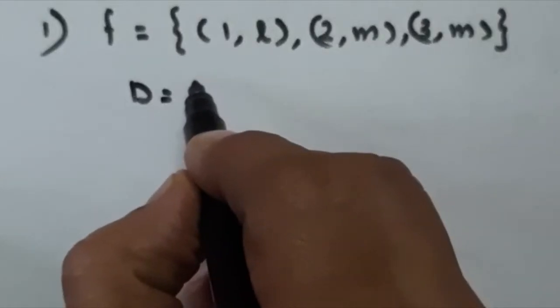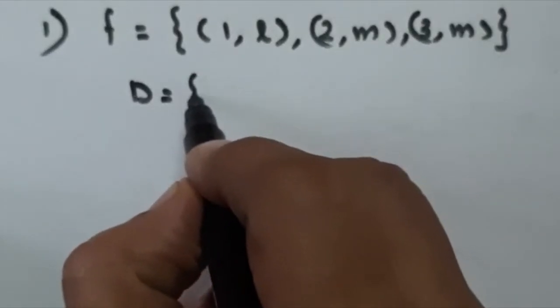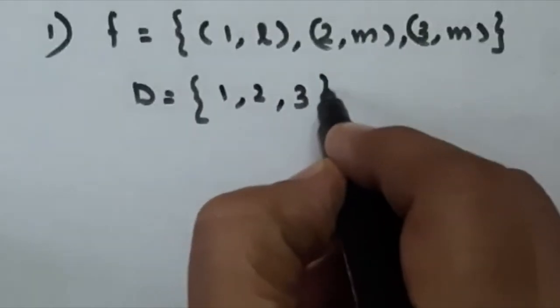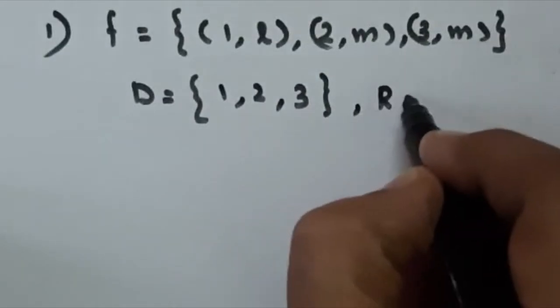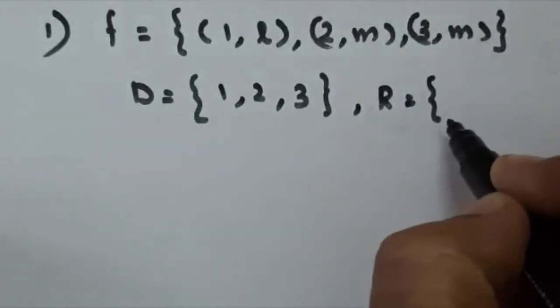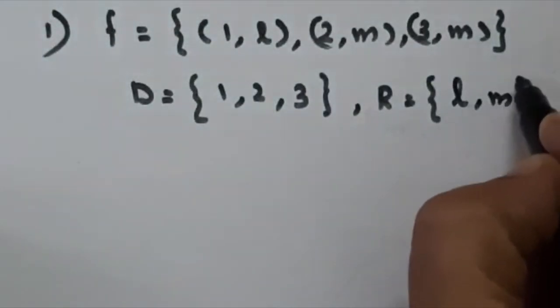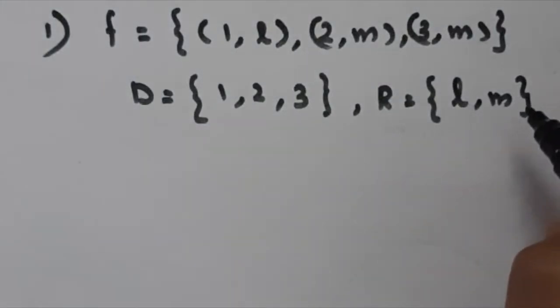What about the domain of this function? Domain means it is the set of elements having images. What are they? 1, 2, 3. Therefore, domain is the set {1, 2, 3}. And what about the range? Range means set of images. Which are the images? L and M. Set {L, M} forms the range.